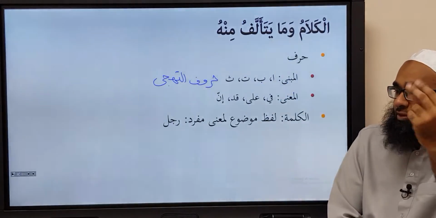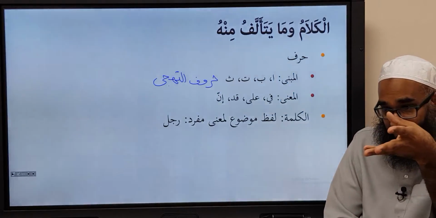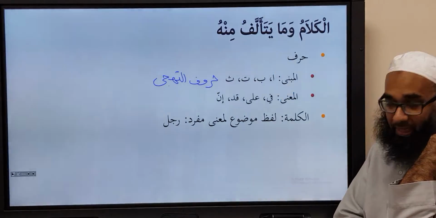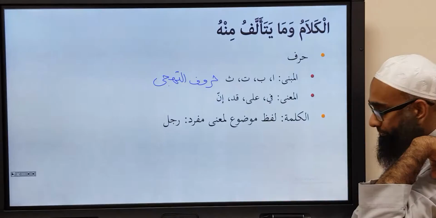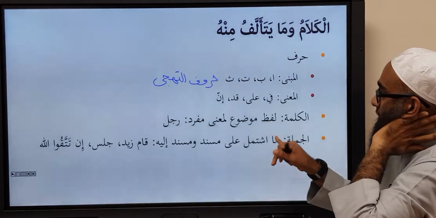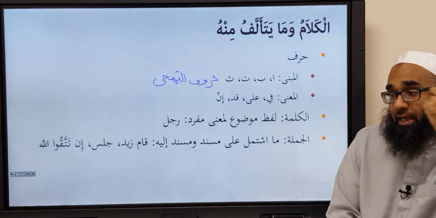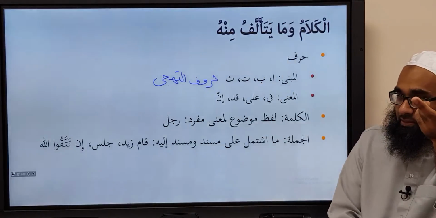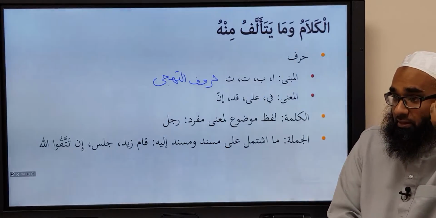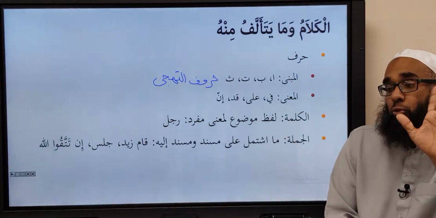Because for example, Kitabu Zaydin Rasulullah, it's an utterance, it's coined, but it's not a single word. Why is it two words? That's a murakkab. So that is what kalima refers to. Correct? Then you have jumla. What does jumla mean? Mashtamala ala musnadin wa musnadin ilay. What has a musnad and musnad ilay? And musnad ilay is either the fa'il or the mubtada, and the musnad is either the khabar or the fa'il. Once it has one of these two, it is a jumla.